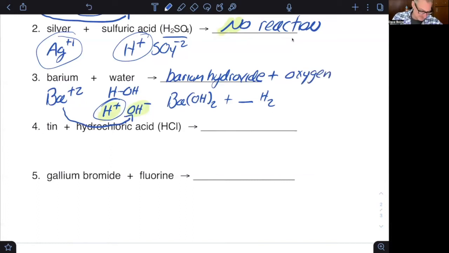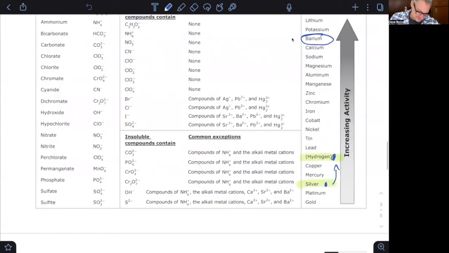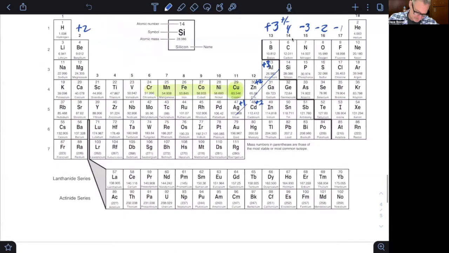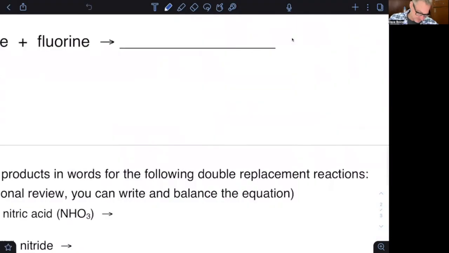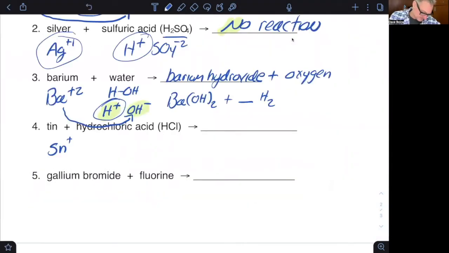Okay. Tin and hydrochloric acid. So tin is Sn. And tin is a variable charge. It can form, I believe it's a 3 or a 4. Let's double check. Okay. So tin and lead both have variable charges. And they can form a +3 or a +4. So in this case, since the question doesn't specify one, we're just going to go ahead and pick one. Why not? So let's do +3.